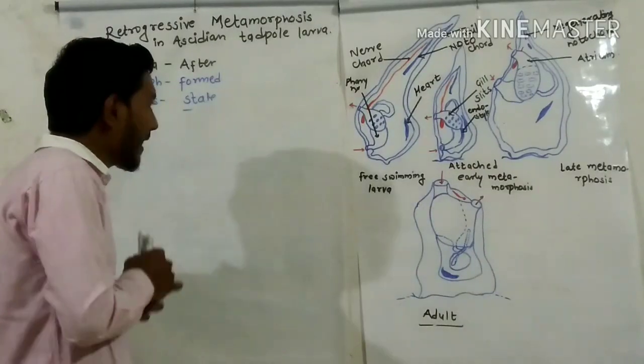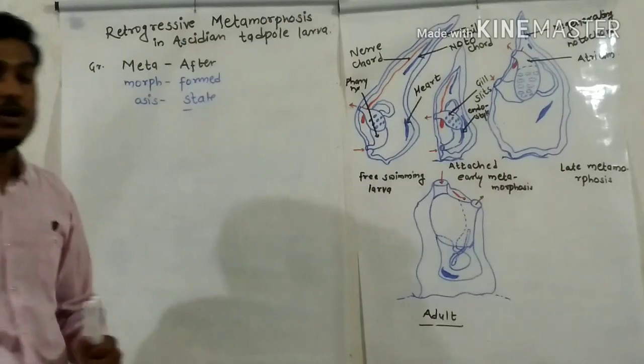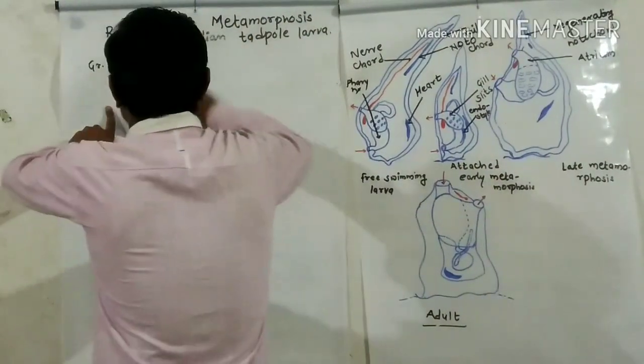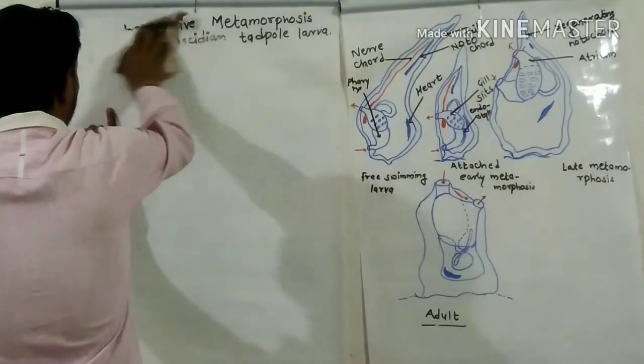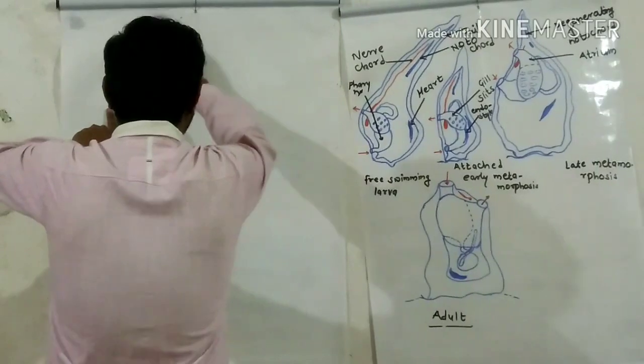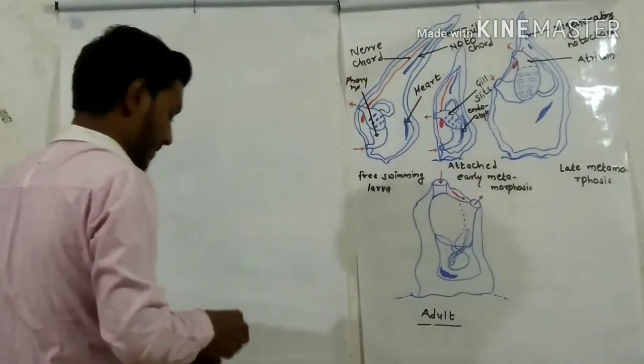Now what are the actual characteristics, what are the morphogenetic changes that take place during the retrogressive metamorphosis? Okay, these changes you can split the word and understand the meaning of that, I have used the word morphogenetic.